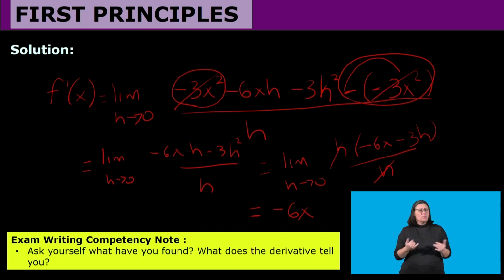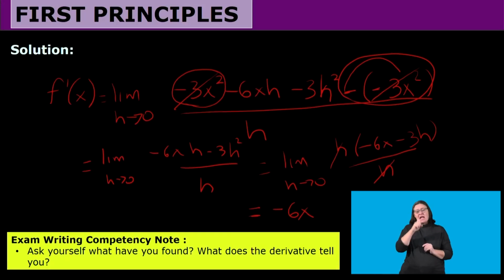Okay, so now when we get to this part, we ask ourselves, what have we found? What is this derivative actually telling us? This expression that we found using first principles is giving us an expression to find the gradient of a curve at any point. So for example, if I wanted to know what is the gradient of this curve, minus 3x squared, at the point x is equal to 1, all I do is take this expression for the derivative and substitute 1 in place of x, and I'll get minus 6. So that means we need to be able to interpret our answer. The gradient at 1 on this specific curve is equal to minus 6.